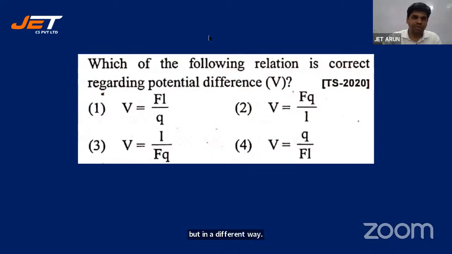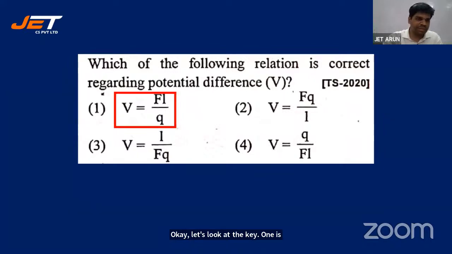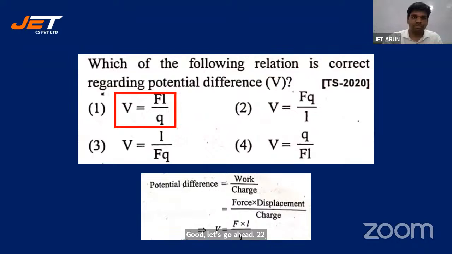Okay, consistent response now, 1, 1, 1. I'm getting different answers as well. Okay, let's look at the key. 1 is absolutely right, students. I really appreciate the ones who have answered 1. Ashwin, it's absolutely right. Force times length by charge is potential. Absolutely right, Rohini. Good, let's go ahead. So potential difference is equal to work by charge, force times displacement by charge, F times L by Q, which is FL by Q.